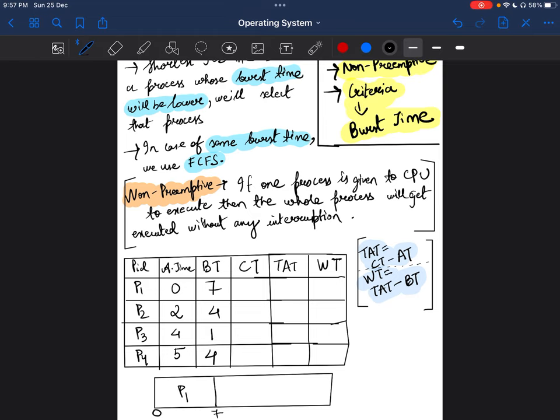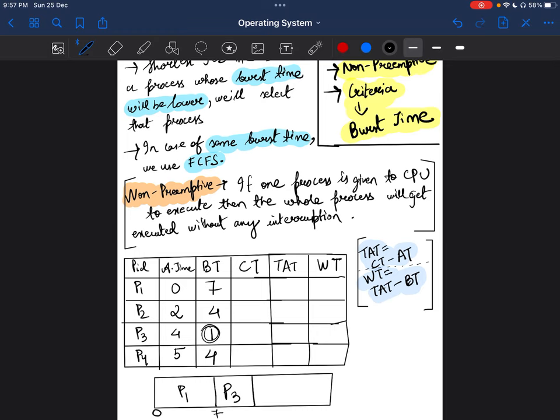At 7, we see that all the processes have already arrived in the ready queue, out of which we will only select the one which has the lowest burst time. The lowest burst time here is P3. So P3 will be granted the CPU next. As you can see, the burst time here is 1, out of 1, 4 and 4.